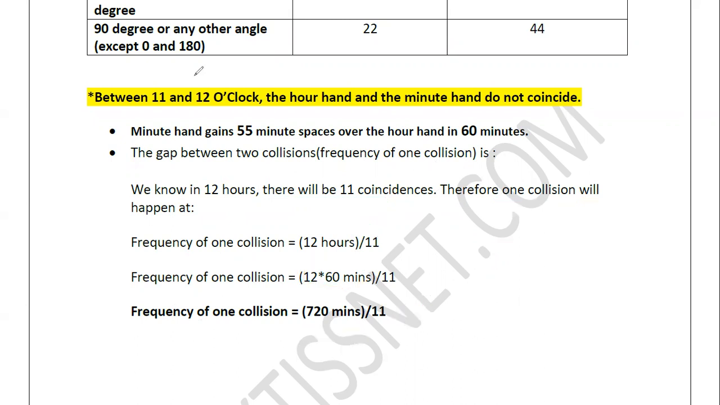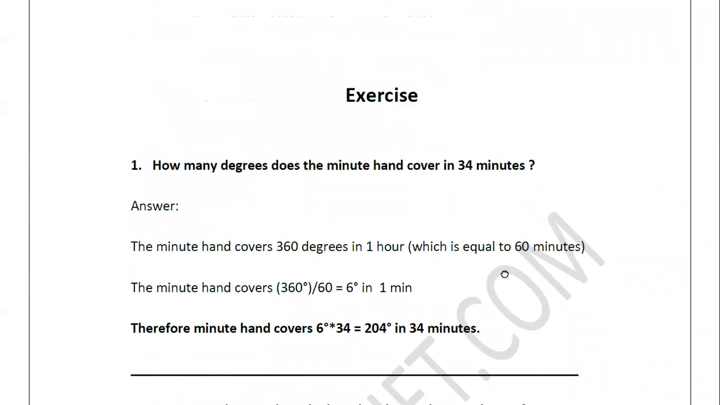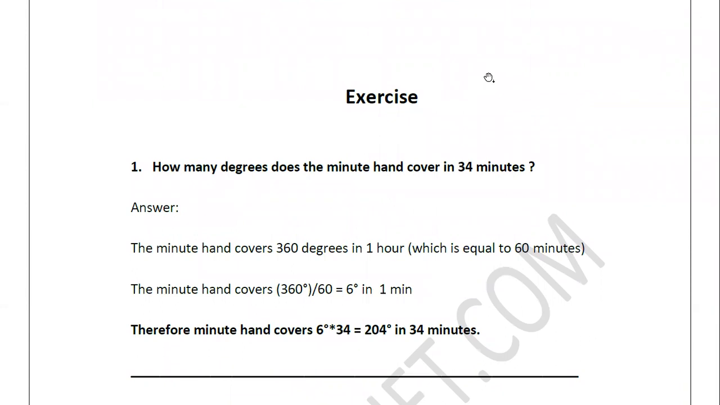Now on the next page we'll try to cover some problems. How many degrees does the minute hand cover in 34 minutes? We have already studied that in 60 minutes, which is 1 hour, the minute hand will cover 360 degrees. So the minute hand will cover 360 by 60, which is equal to 6 degrees in 1 minute. So in 34 minutes, just apply the unitary method. Multiply 6 into 34, and you'll get 204 degrees in 34 minutes.